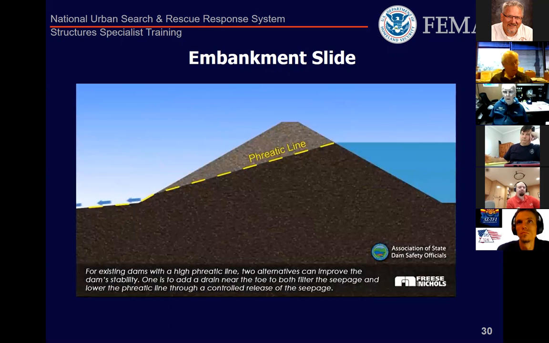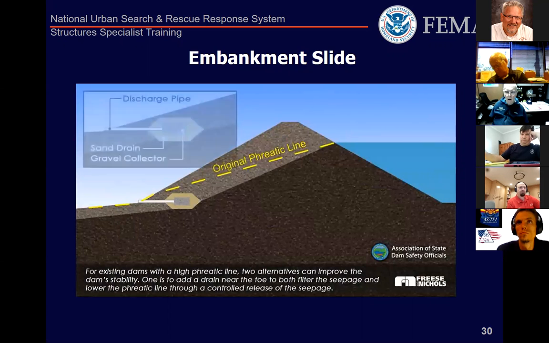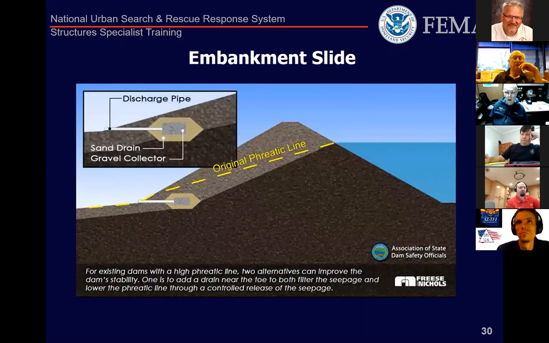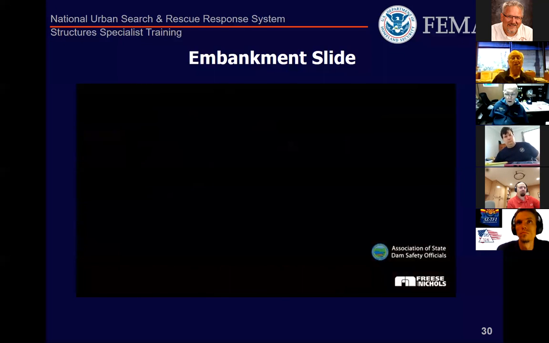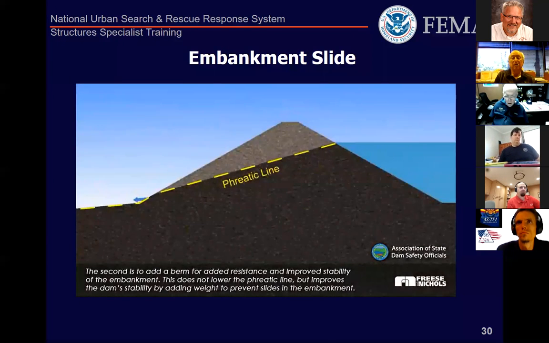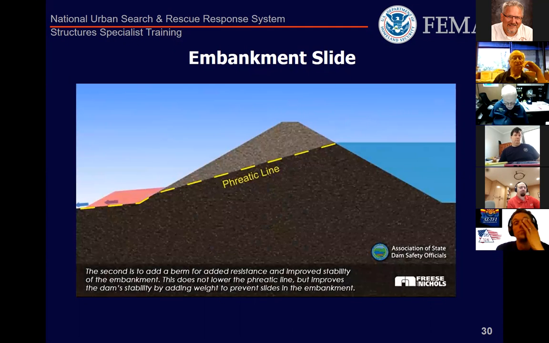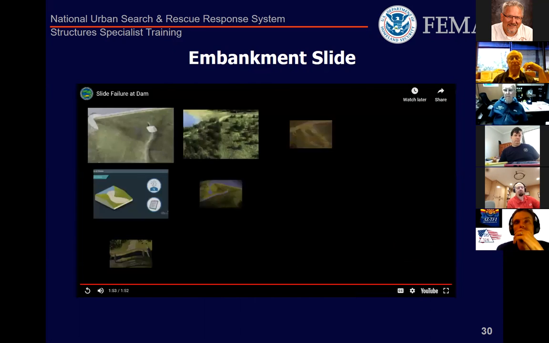For existing dams with a high phreatic line, two alternatives can improve the dam stability. One is to add a drain near the toe to both filter the seepage and lower the phreatic line through a controlled release of the seepage. The second is to add a berm for added resistance and improved stability of the embankment. This does not lower the phreatic line, but improves the dam stability by adding weight to prevent slides in the embankment.